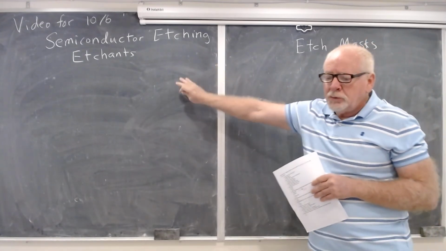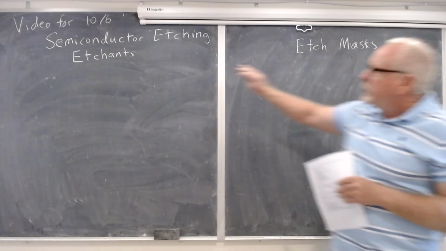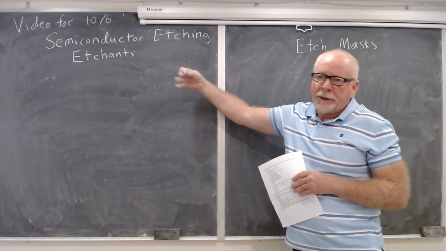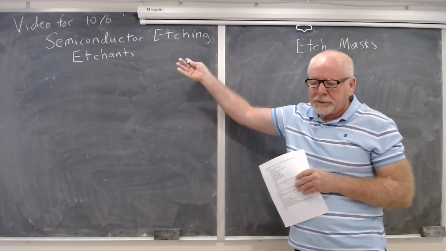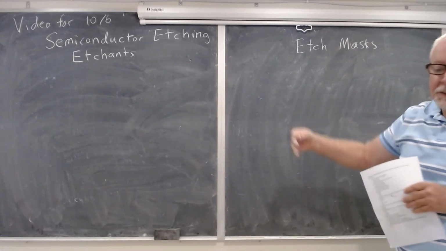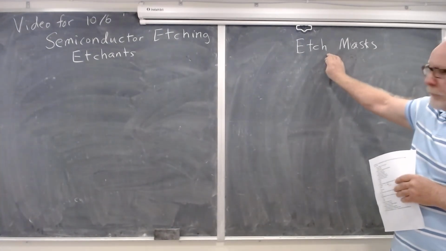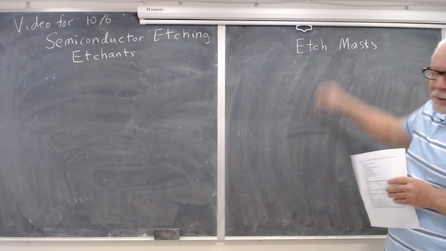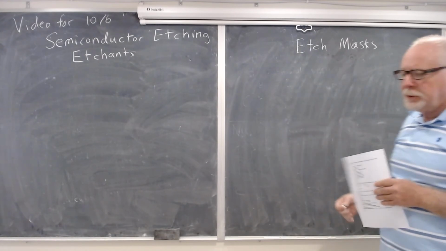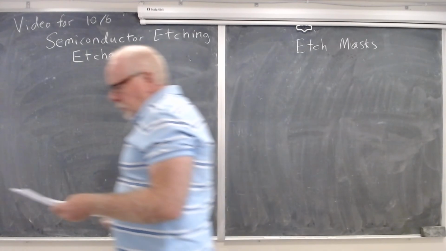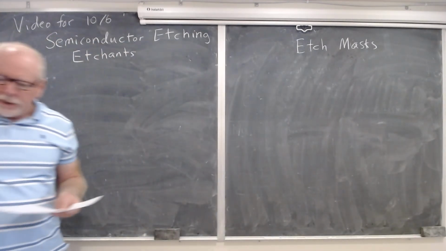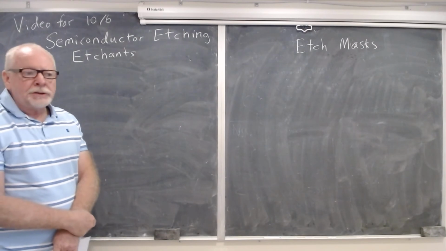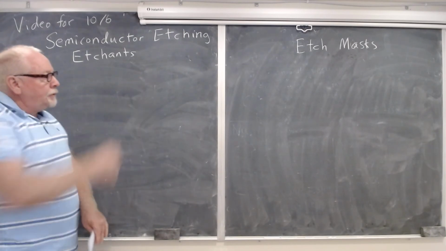So there's sort of two things to understand. There are different chemicals or plasmas, basically, that can etch semiconductors. And there are various things you can pattern on the substrate to resist the etch. So this is going to be a relatively simple discussion. The reality is that performing a semiconductor etch involves these two components.